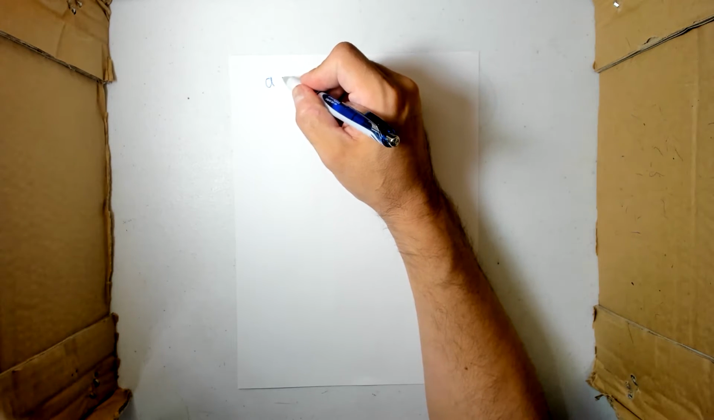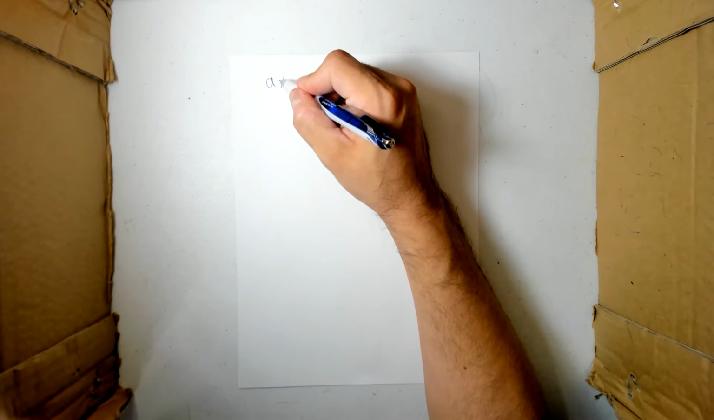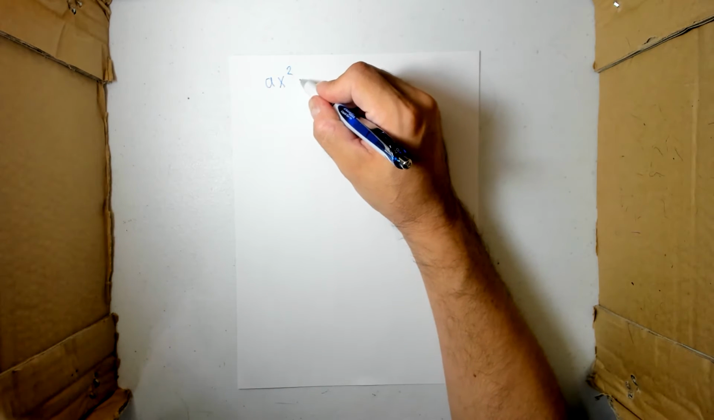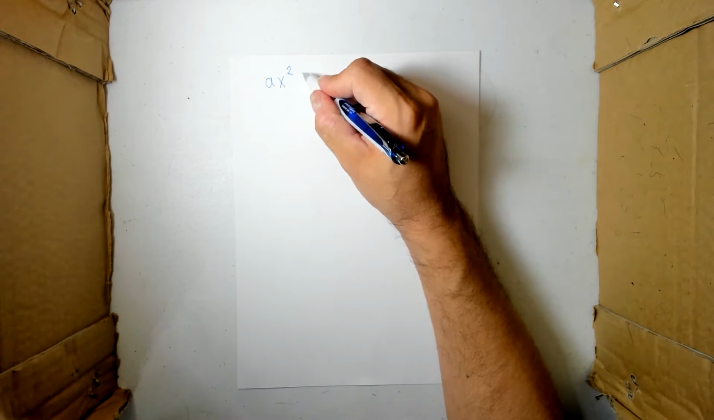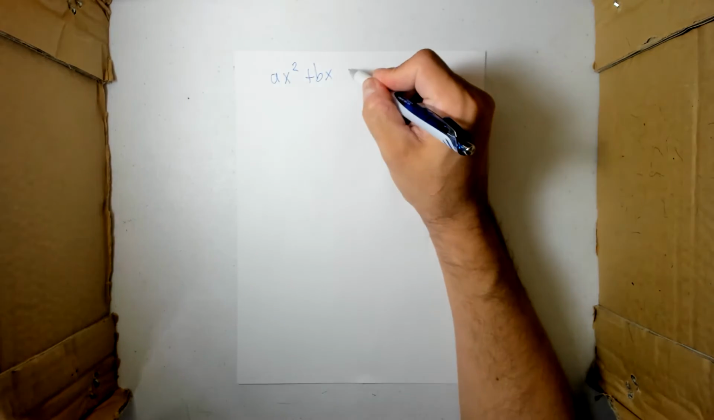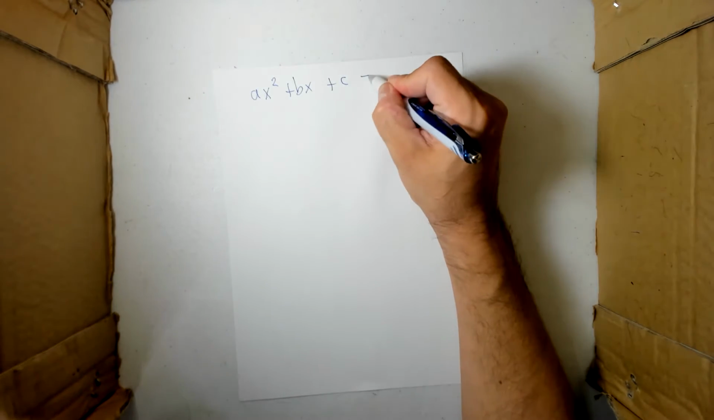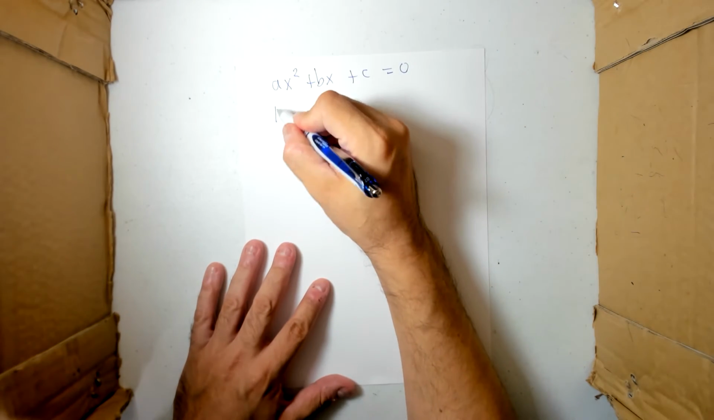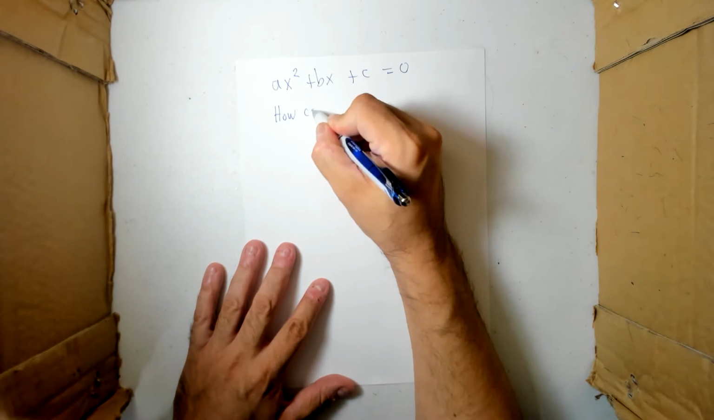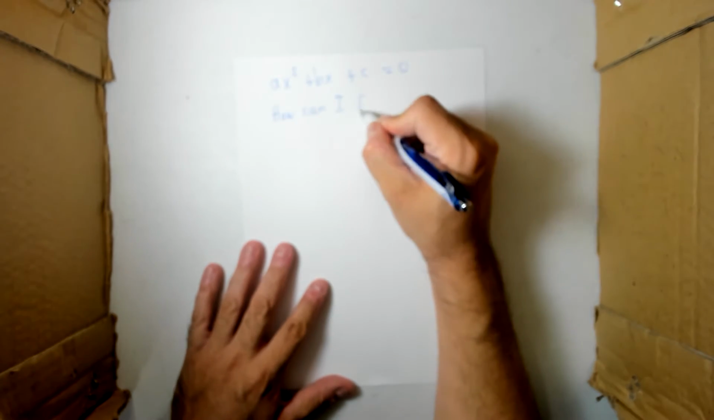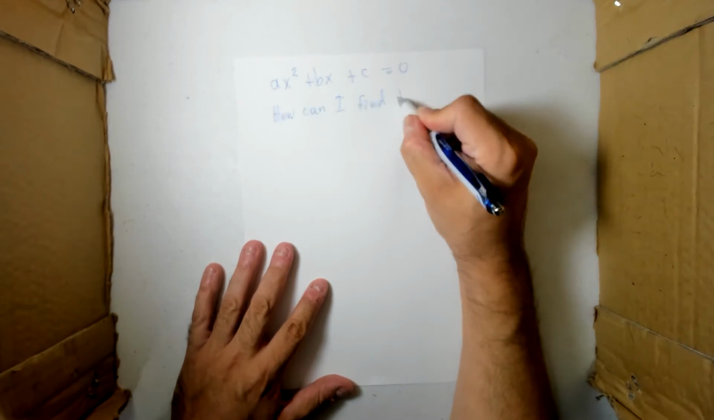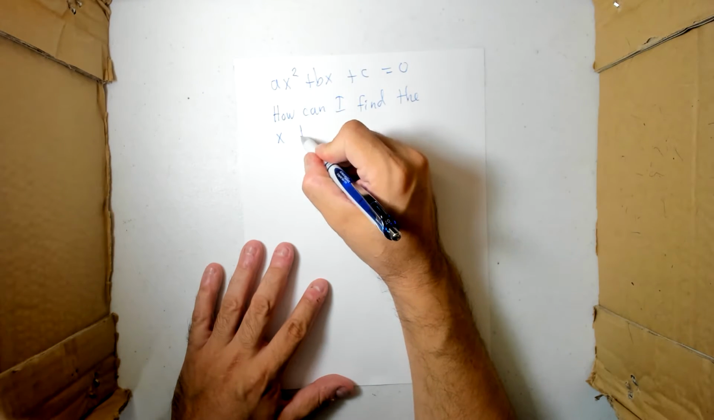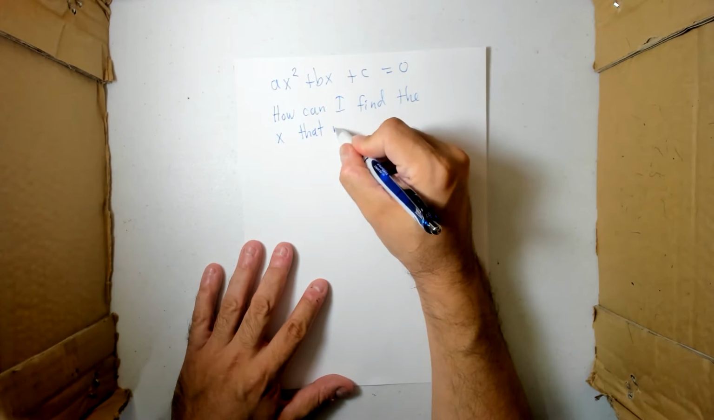The topic we're going to discuss is how to solve quadratic equations. So for example, if I have ax squared plus bx plus c equals 0, how can I find the x that makes this equation true?